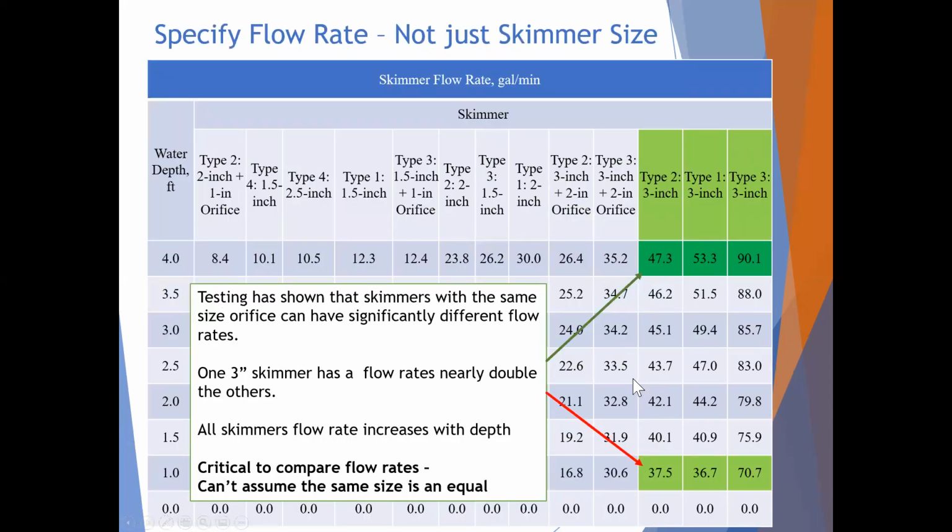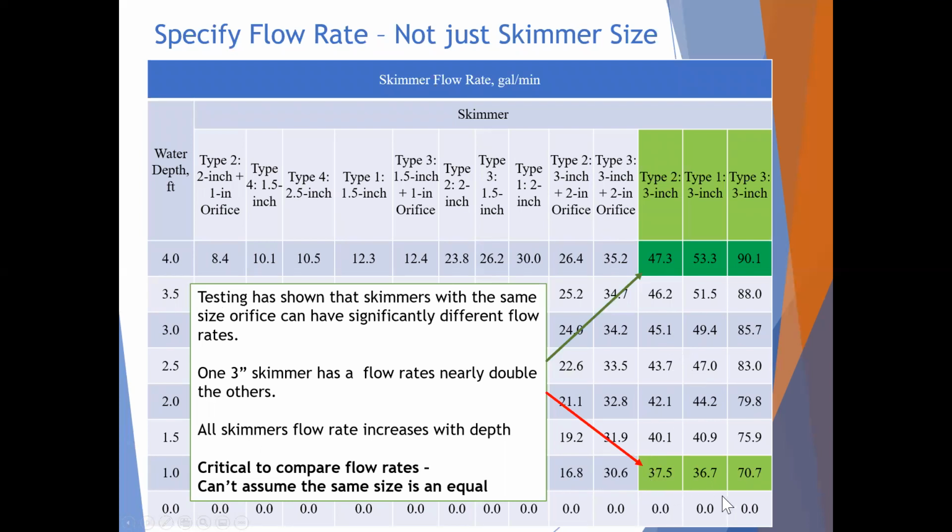One of the biggest misnomers about skimmers is that they're constant flow devices. Testing has shown that all skimmers do have a change in flow rate with depth, so they have a flow rate curve. Some are more significant than others. They all have to do with the hydraulics of the specific skimmer. But to demonstrate that, this is a chart from testing done by TRI Environmental.